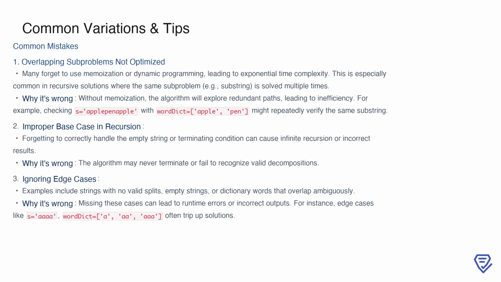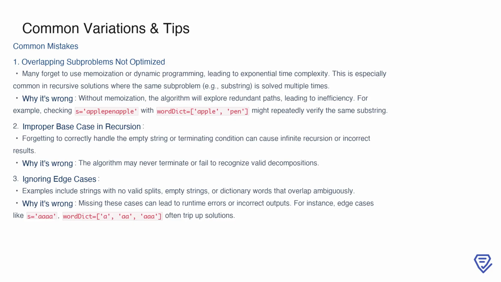When solving the word break problem, there are a few common mistakes to watch out for. First, many solutions fail to optimize overlapping subproblems. This happens when recursive solutions repeatedly solve the same substring without using memoization or dynamic programming, leading to exponential time complexity.